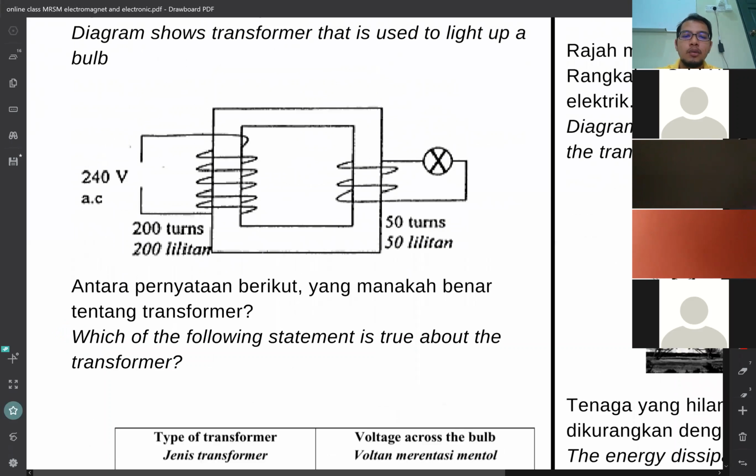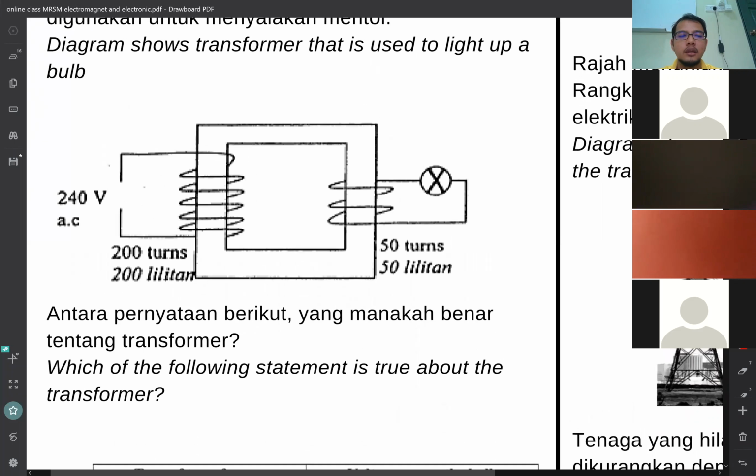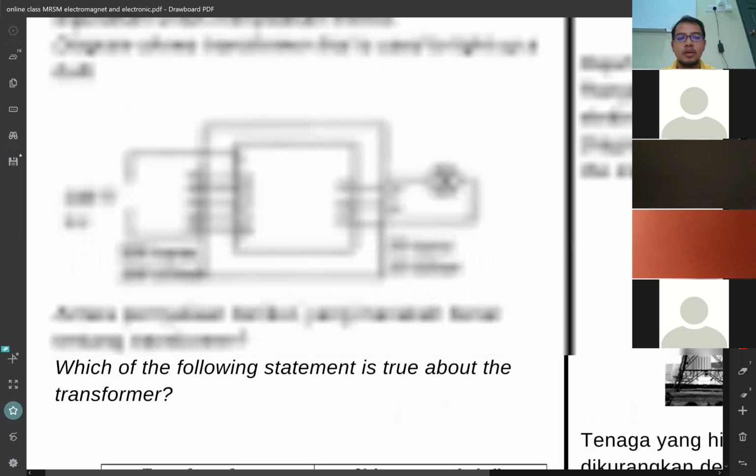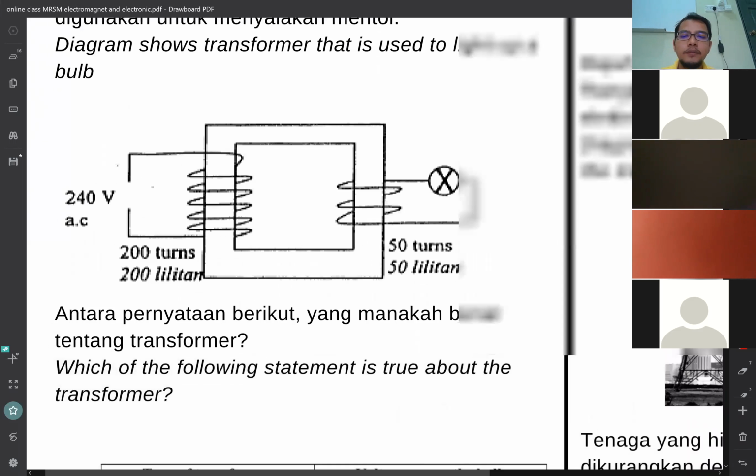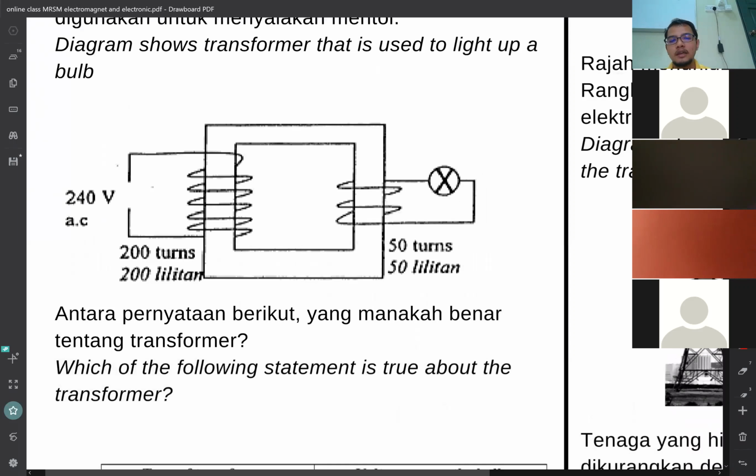Okay, I will not show you the answer, even though you know the answer already. So based on this one, the difference between the first question and the second question is that the first question gives you the volt, and the second question gives you the number of turns. Okay, same thing. This is a step down. So how many times is it being stepped down? The volt will decrease by the same number of times.